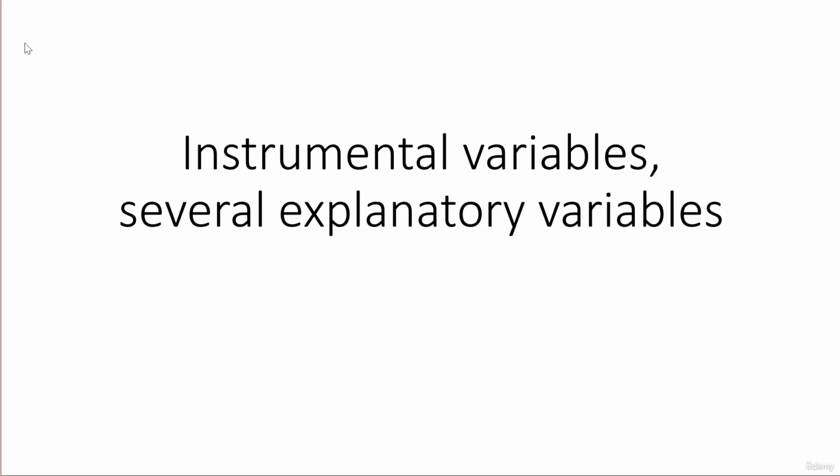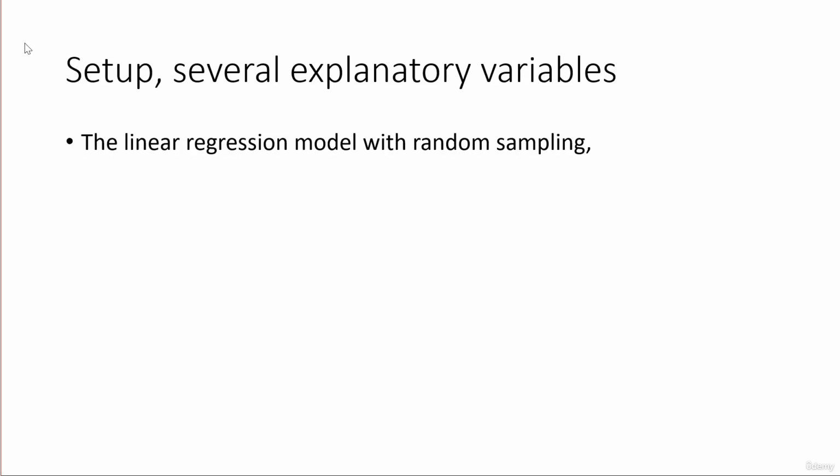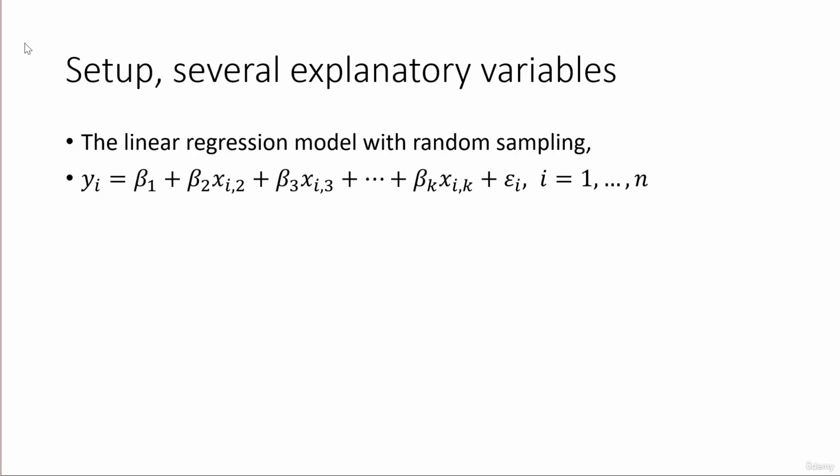In this lecture, we'll have a look at the IV estimator in the case when we have several explanatory variables. So this is the setup for this lecture. We have a linear regression model and we have random sampling. We have explanatory variables from x2 through xk. And for each of these explanatory variables, it may be either exogenous or endogenous.